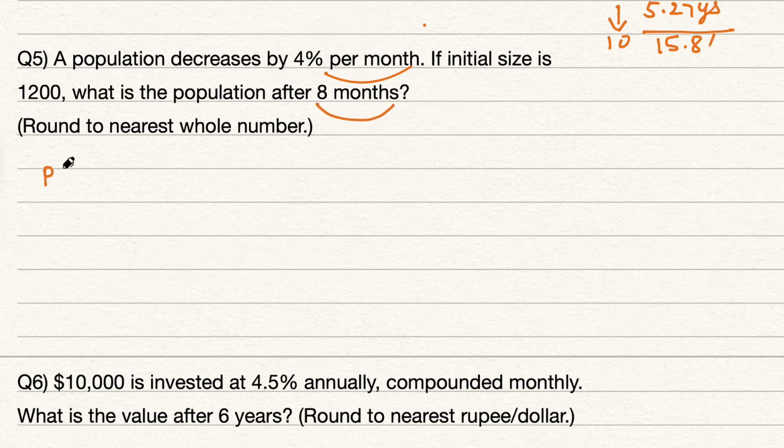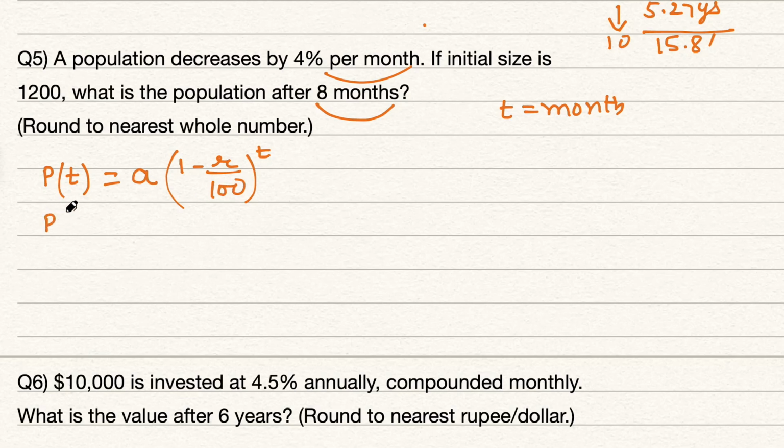So population after time t, where t is in months, is equal to A. Now because it's decreasing and it's a decay factor, it is 1 minus r upon 100 raised to power t, which is in months. So after 8 months, because we have to calculate it after 8 months, what is the initial population? 1200. What is the decay factor? 4%. And it's 8 months.